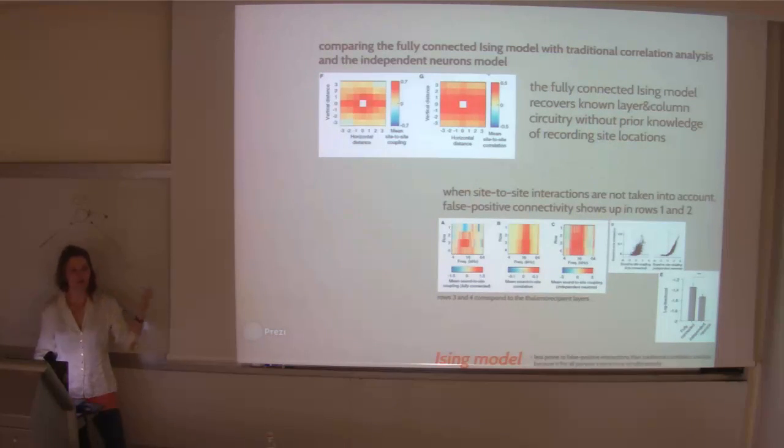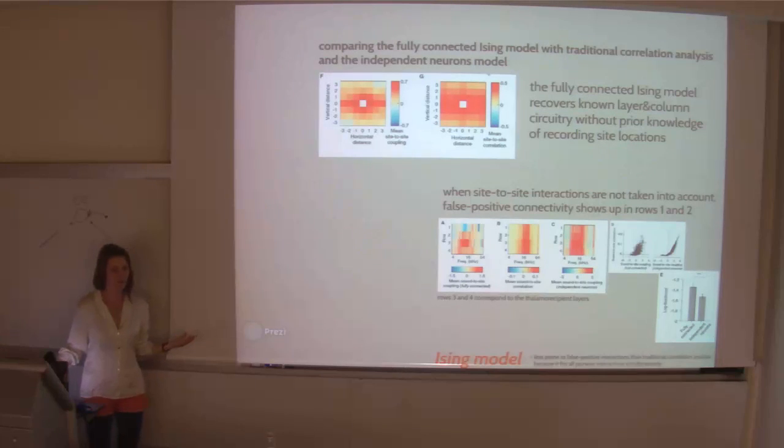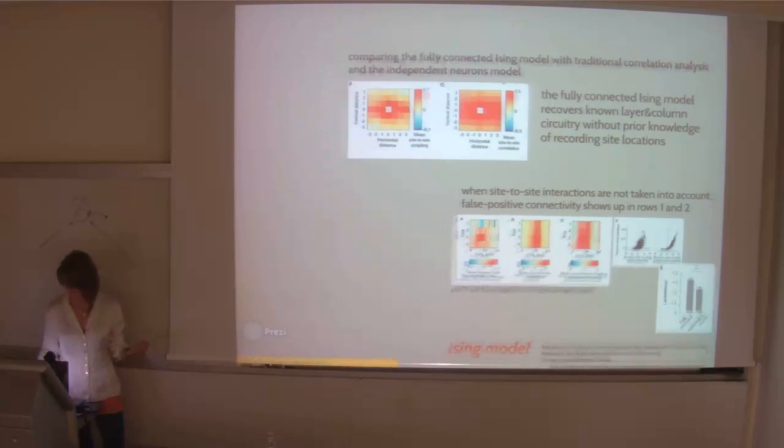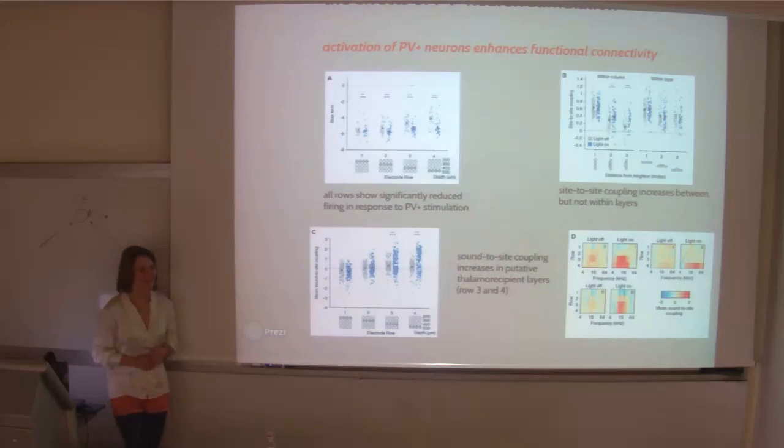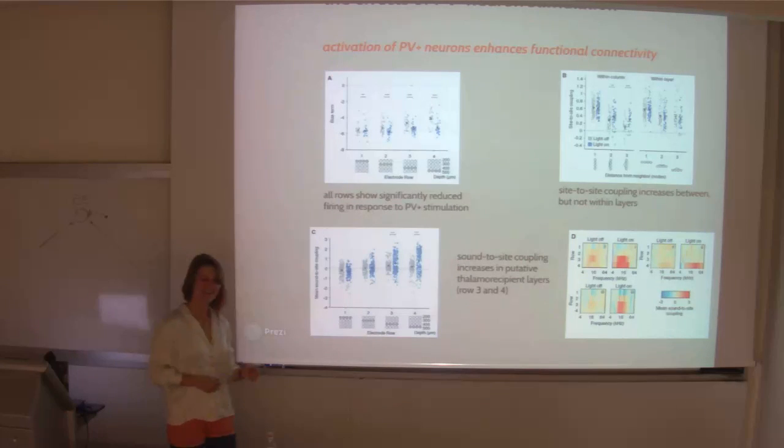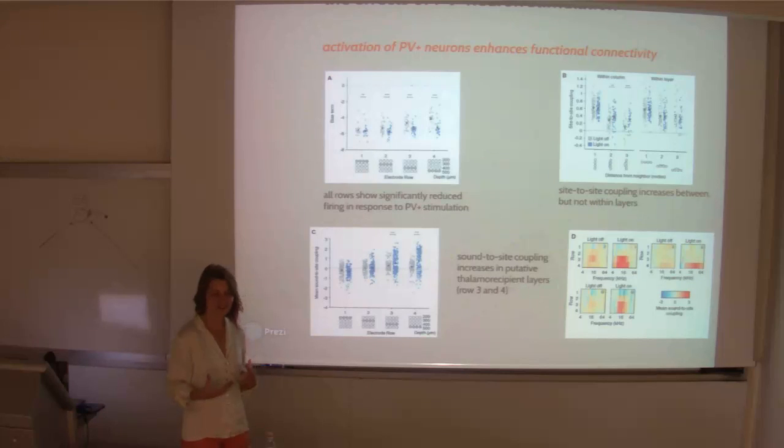Alright, so are we convinced that the Ising model is pretty cool? Alright, fine. Coolness factor, that's the most important thing. Right? So now let's see what it can tell us actually about what PV plus neuron activation does.